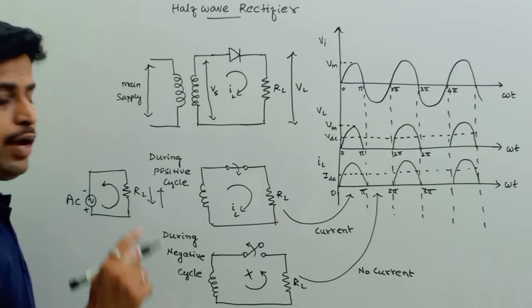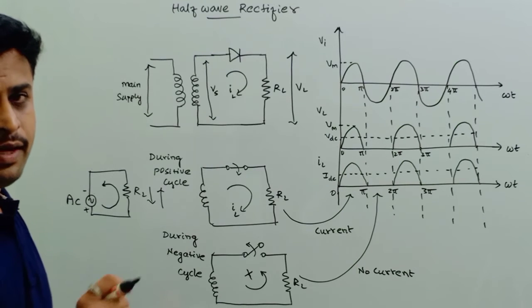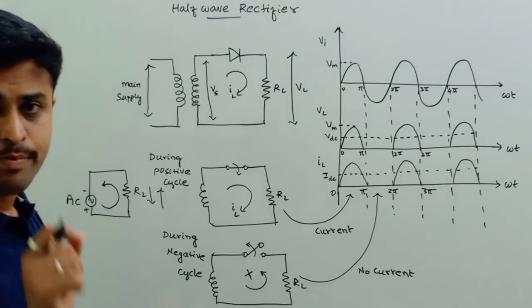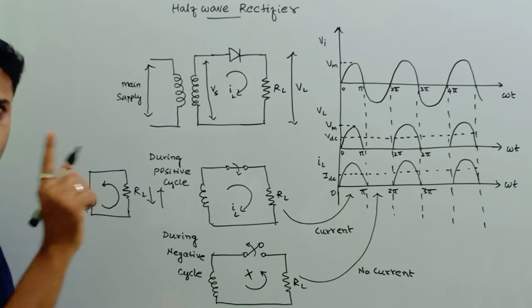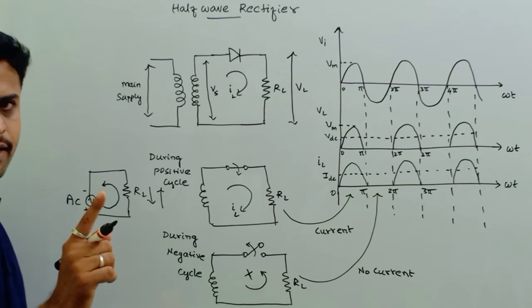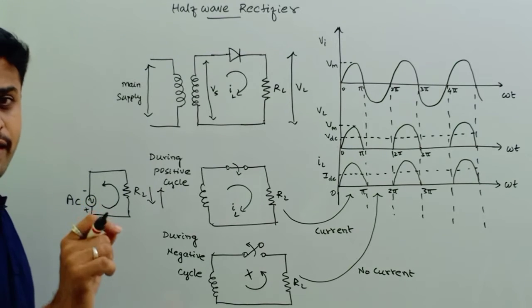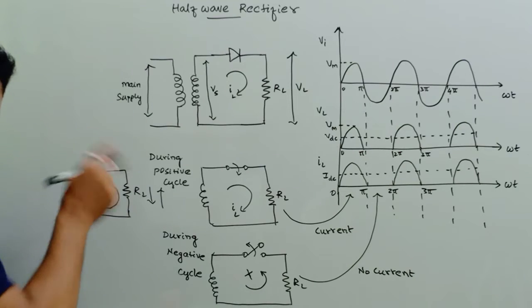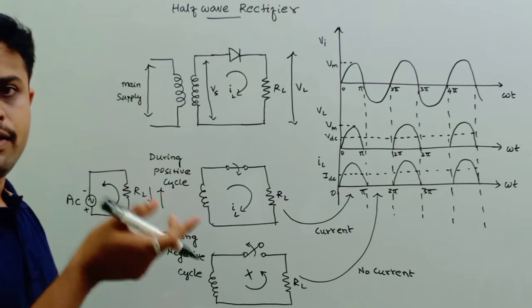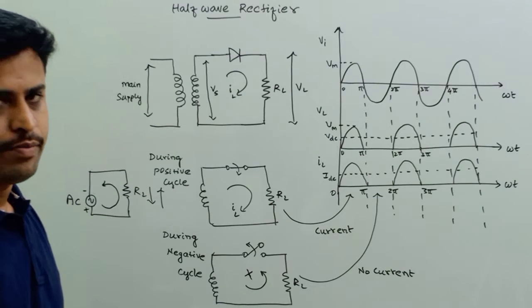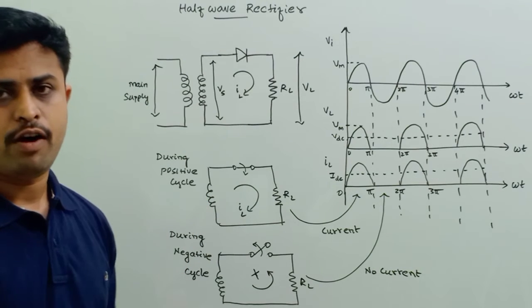And what is the frequency of this AC? It is 50 Hertz, that means 50 cycles per second. It will come and go one time, that is one cycle, and it will make 50 such cycles per second. So we can't even imagine how fast that AC is moving in the circuit. With this, now we will learn the working of the half-wave rectifier.